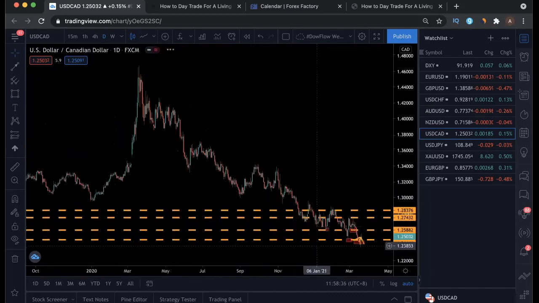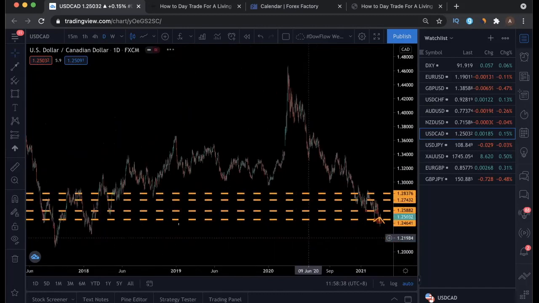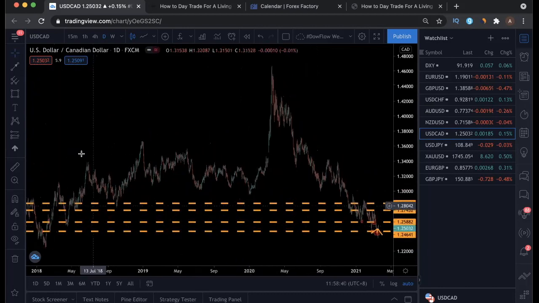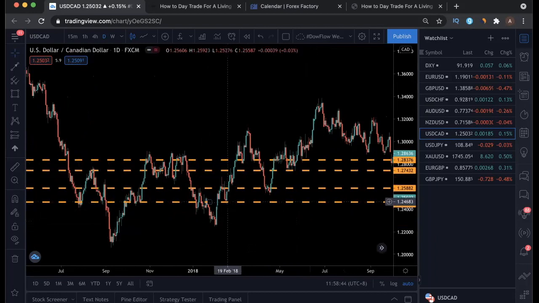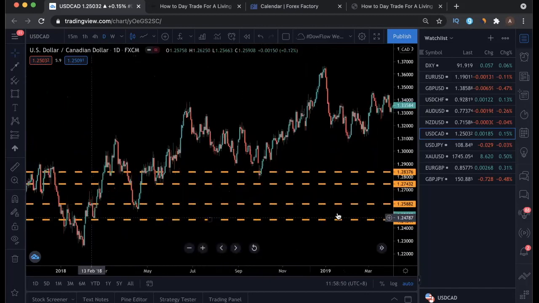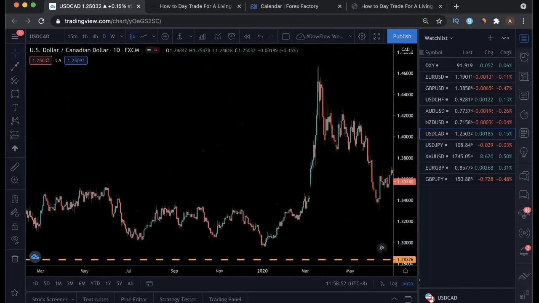Okay, so how did I get this level? If you scroll backwards, you can see that this level is actually over here. You can see that this is actually a swing low. Okay, that's how I got the level, and you can see that there's some form of a level over here as well, and over here. So that's how I got the level.